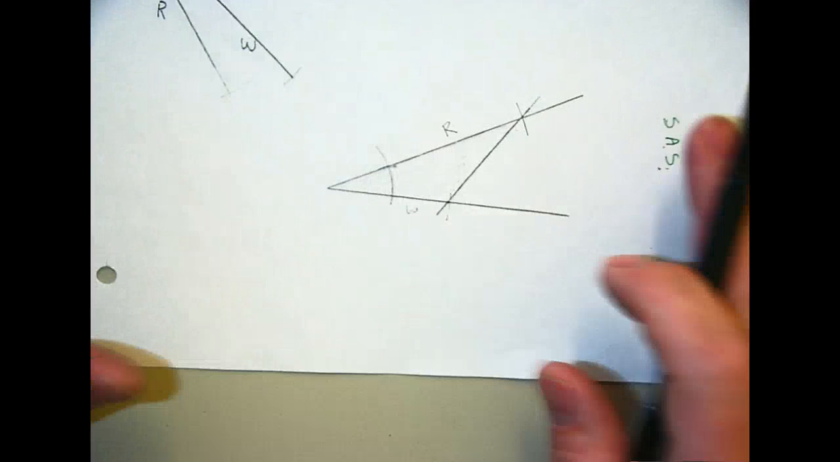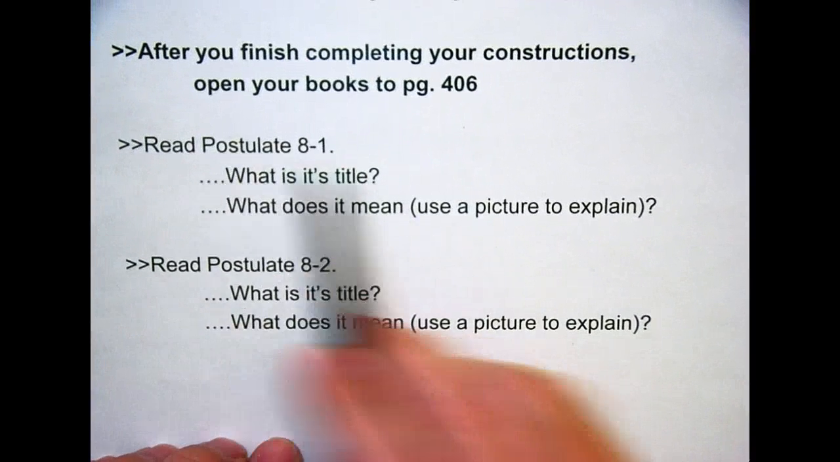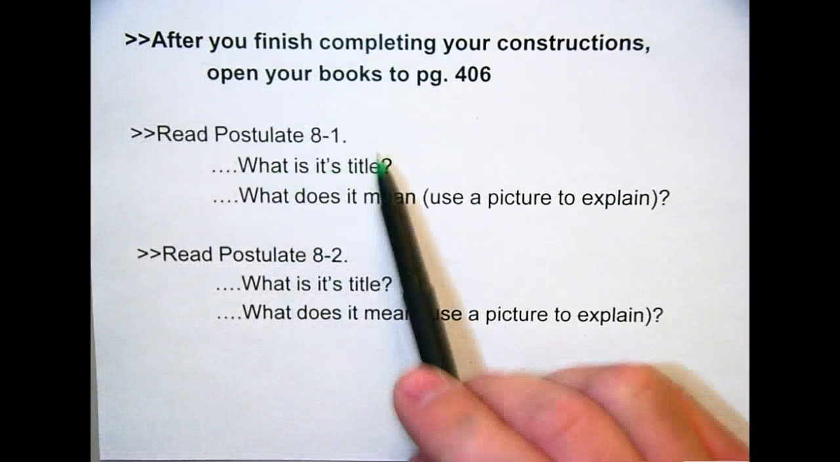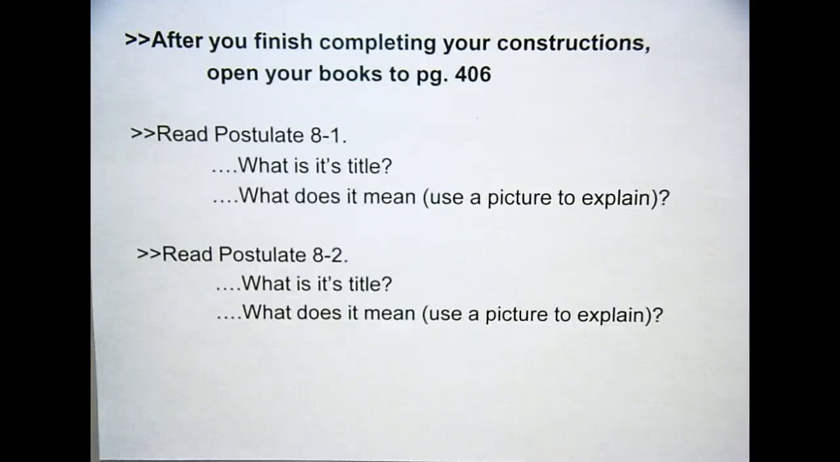Okay? All right. So what I'd like you to do right now, I want you to take a look at your math books. Open it up to page 406. We're going to do postulate 8-1. I want you to write down the title, what it means. Use a picture to explain it. Postulate 2. Write down the title and what it means. Okay, use a picture.